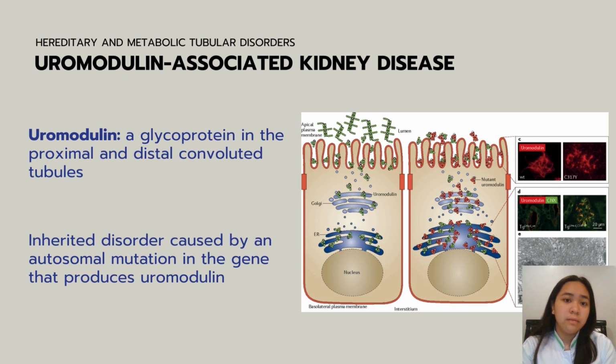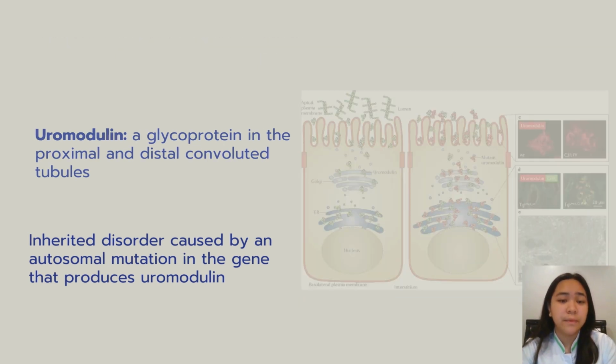For uromodulin-associated kidney disease, kailangan muna natin malaman kung ano nga ba yung uromodulin. It is a glycoprotein in the proximal and distal convoluted tubules. So yung disease na to, it is an inherited disorder caused by an autosomal mutation in the gene that produces uromodulin.